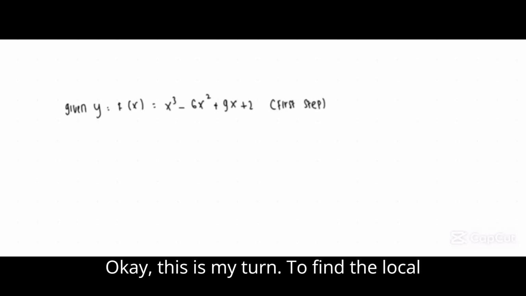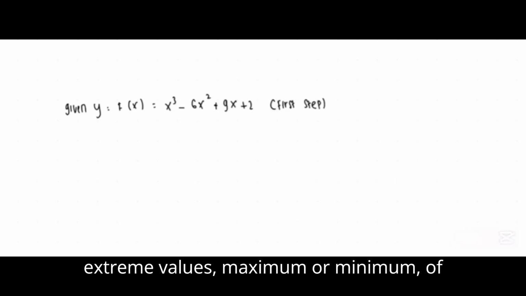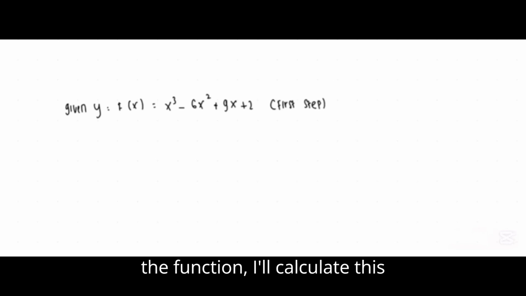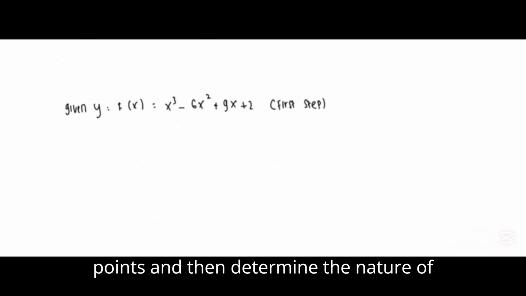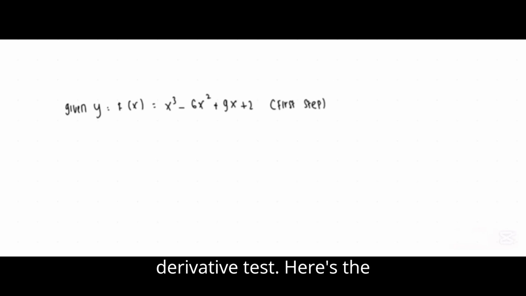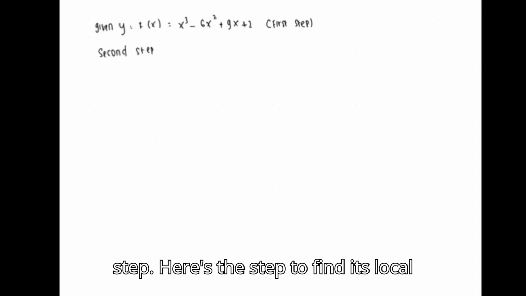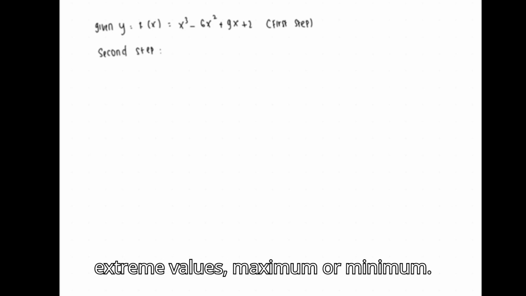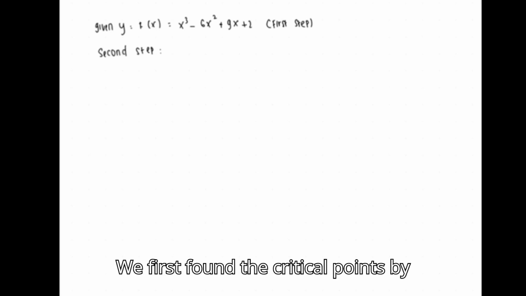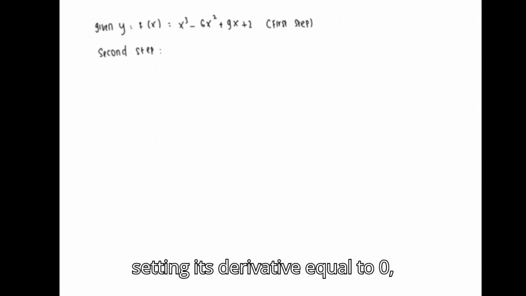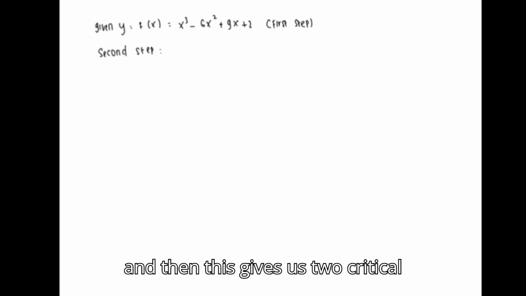Okay, this is my turn to find the local extreme values, maximum or minimum, of the function. I'll calculate the derivative, set it to 0 to find critical points, and then determine the nature of these critical points using the second derivative test. Here's the step. Okay, we're going to move to the second step. Here's the step to find its local extreme values, maximum or minimum. We first find the critical points by setting its derivative equal to 0, and this gives us two critical points.